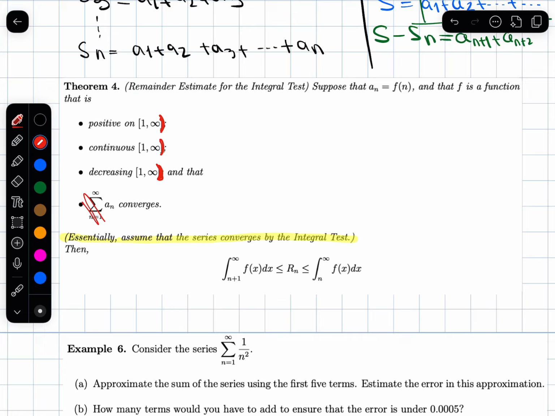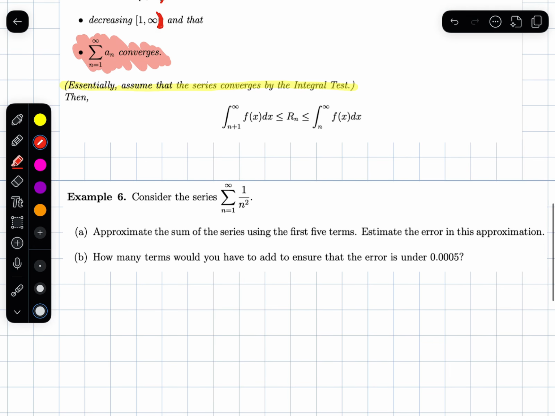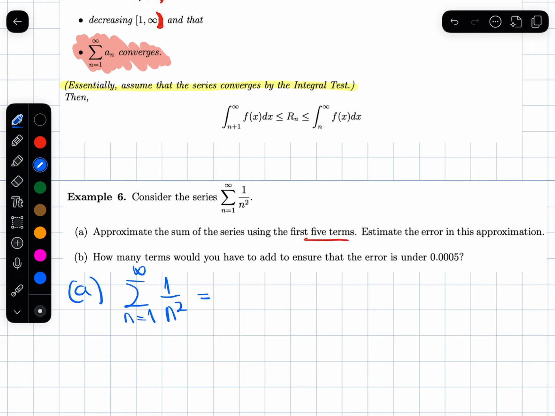If it diverges, the sum is infinity, right? For a positive function, for a positive series. So how can you use it? Let's do this example. Approximate the sum of the series, this one, using the first 5 terms. So by that I mean, okay, item A, I want to add everything from 1 to infinity, but I can't. So I'm going to add only from 1 to 5, which is why they said 5 terms.